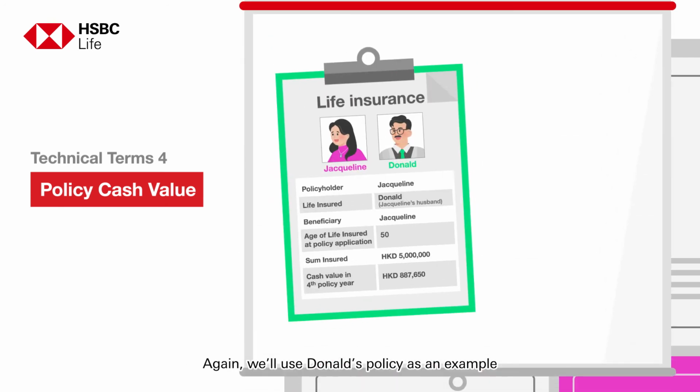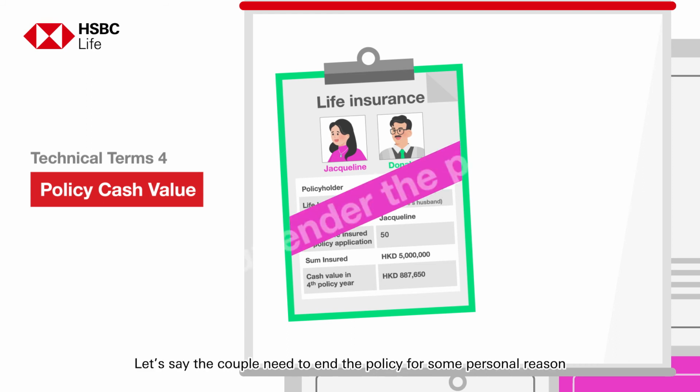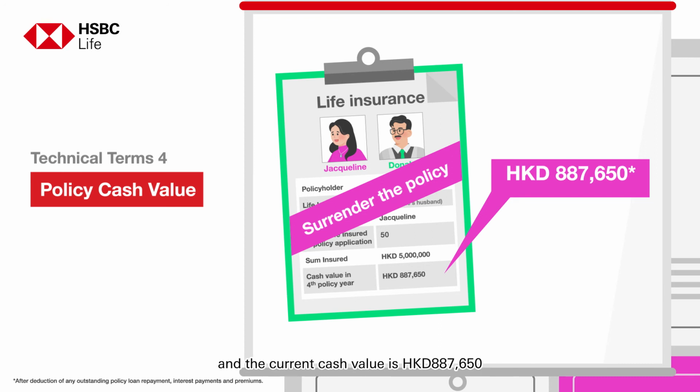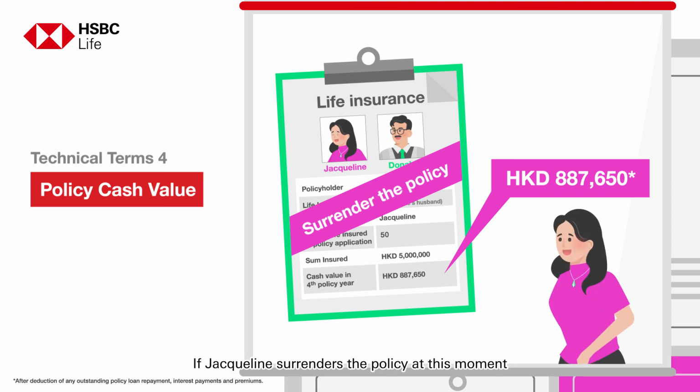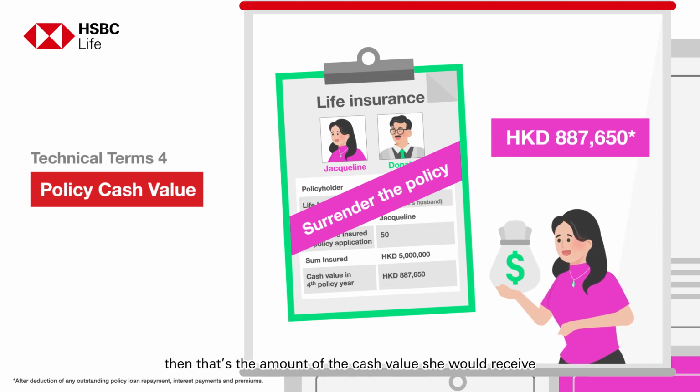Again, we'll use Donald's policy as an example. Let's say the couple need to end the policy for some personal reason, and the current cash value is 887,650 Hong Kong dollars. If Jacqueline surrenders the policy at this moment, then that's the amount of cash value she would receive, but she would be giving up the protection offered by the policy.